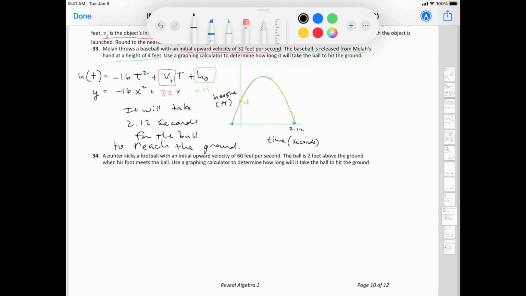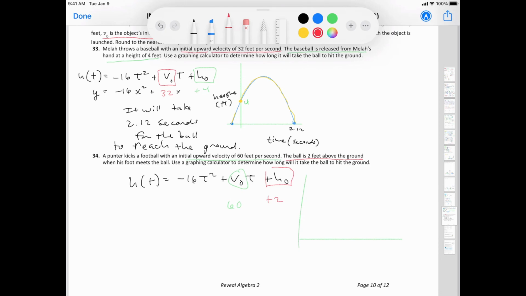All right, let's try question number 34. I'm going to copy the formula they have. A punter kicks a football. So let's go ahead and draw a picture. This doesn't look really straight, does it? With an upward velocity of 60 feet per second. Velocity is this one, v0, so that would be 60. The ball is 2 feet above the ground. That, as we learned above, is the initial or starting point, so that would be +2.